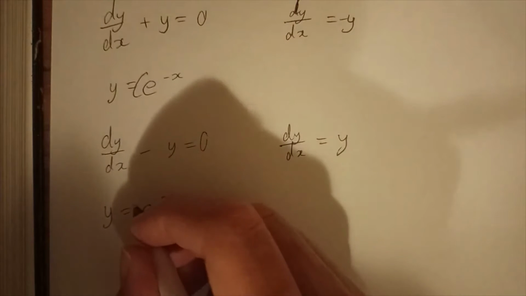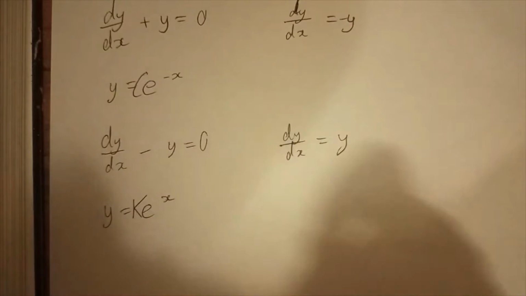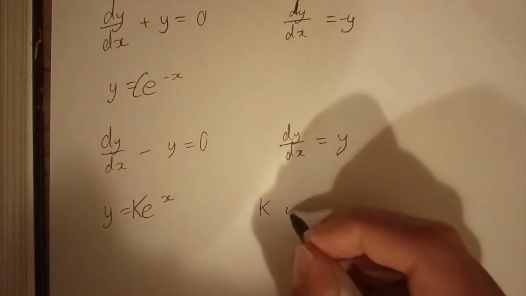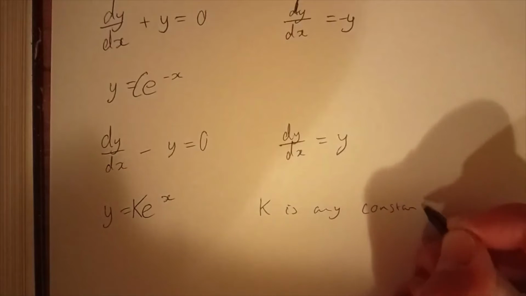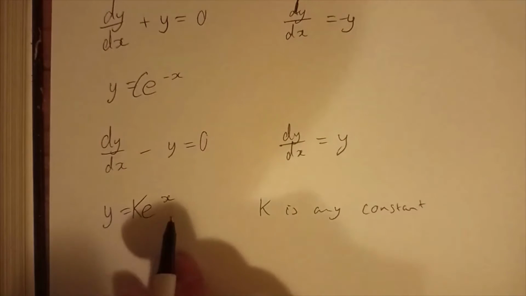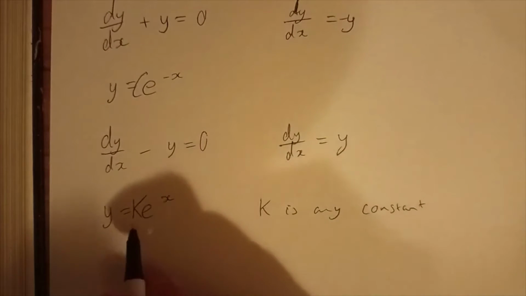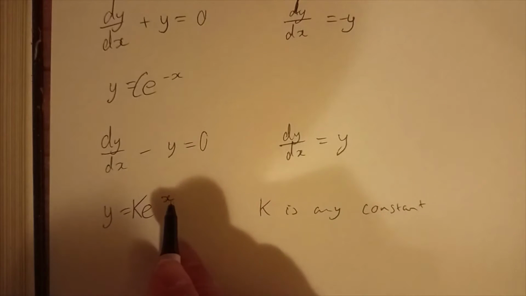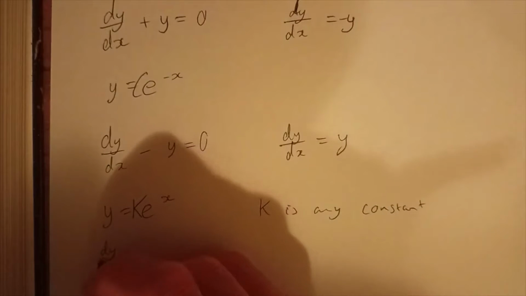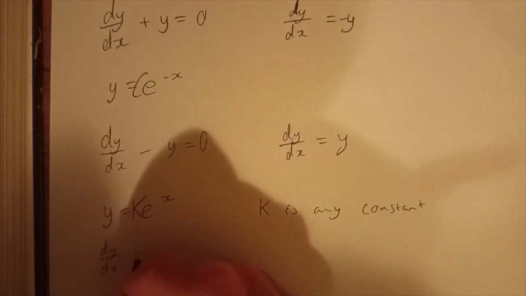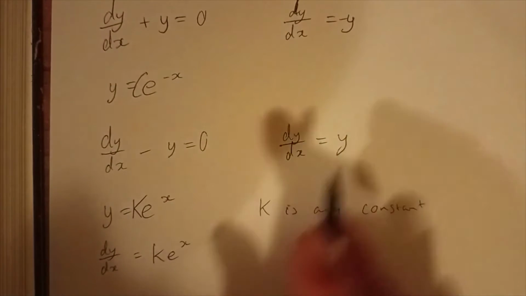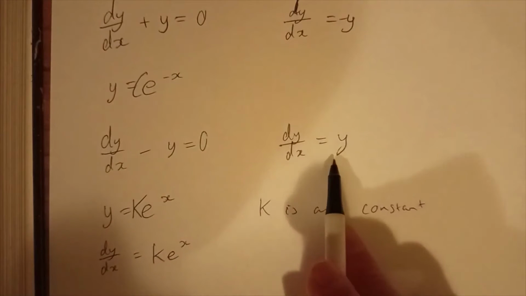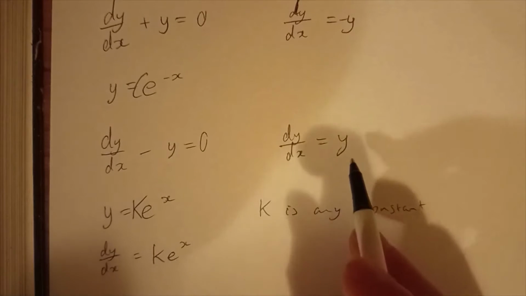So we could put a constant in front. Maybe we'll call it k this time. k is any constant. Because if we differentiate this, we'll also get k e to the power x. So that satisfies this differential equation.